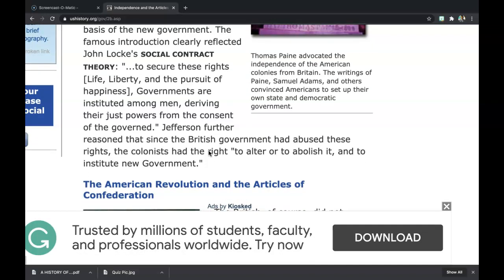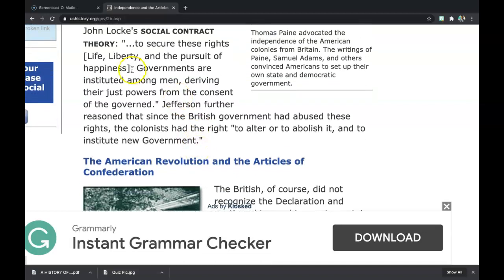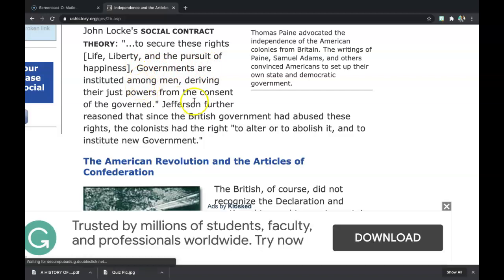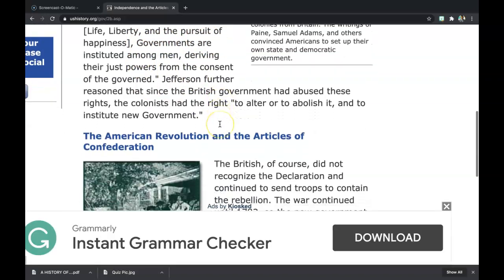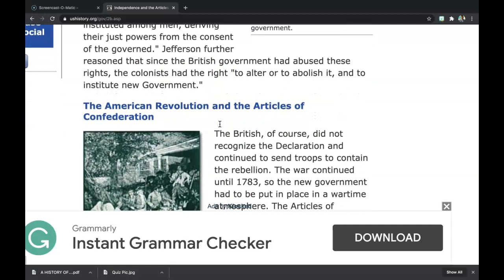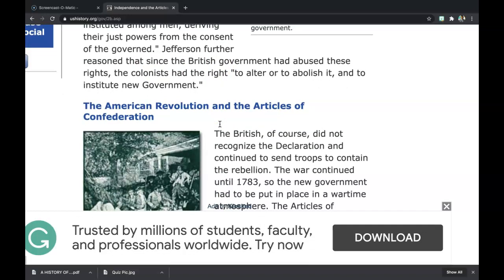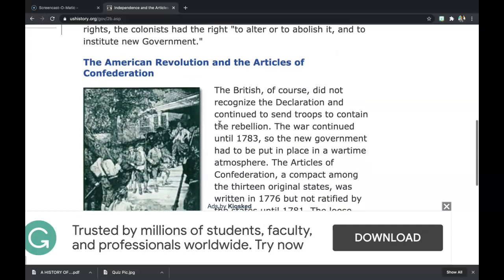The famous introduction clearly reflected John Locke's social contract theory. To secure these rights, life, liberty, and the pursuit of happiness, governments are instituted among men, deriving their just powers from the consent of the governed. Jefferson further reasoned that since the British government had abused these rights, the colonists had the right to alter and to abolish it, or to institute a new government.